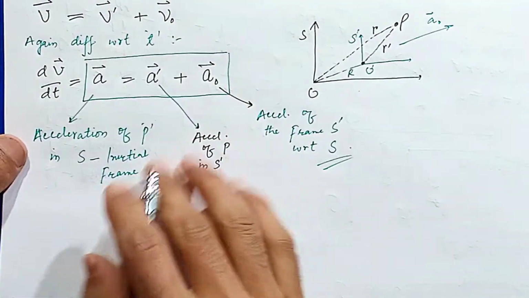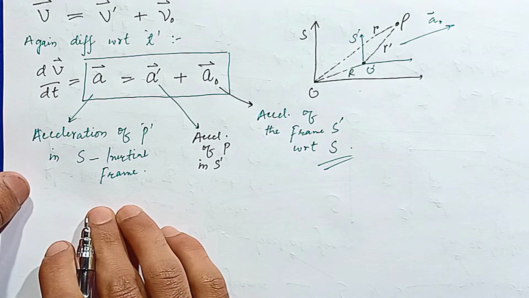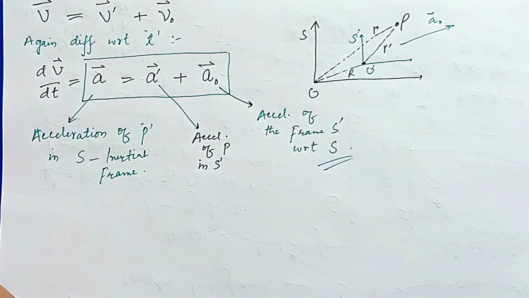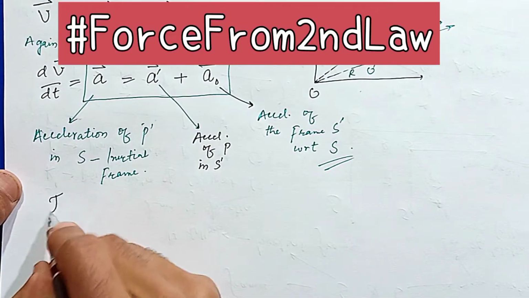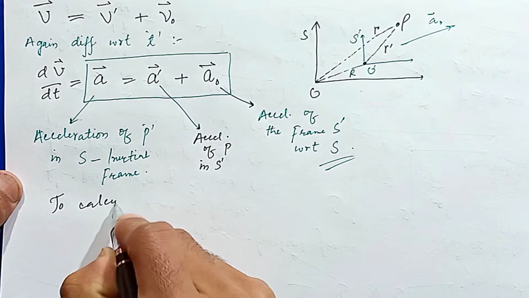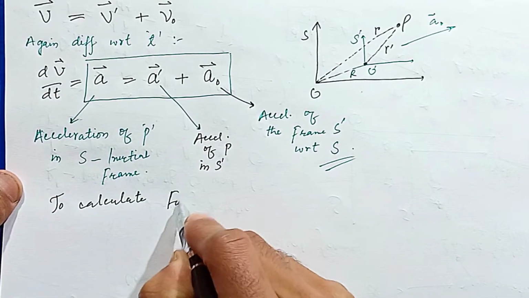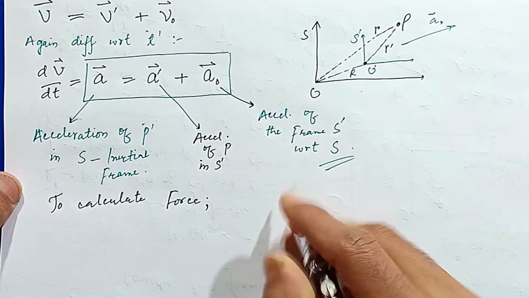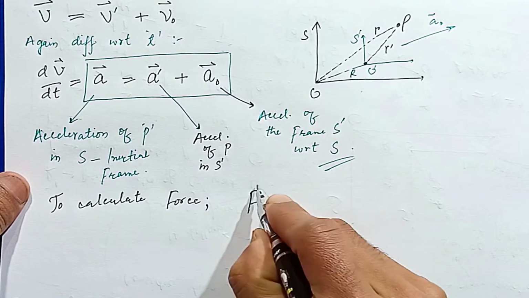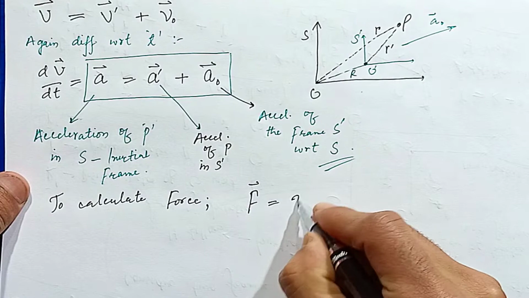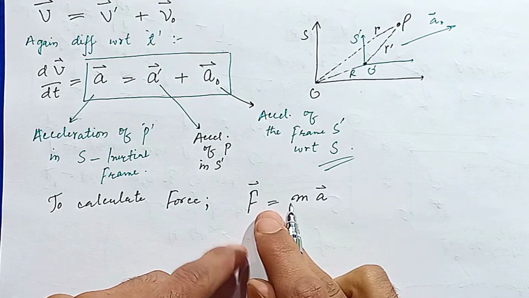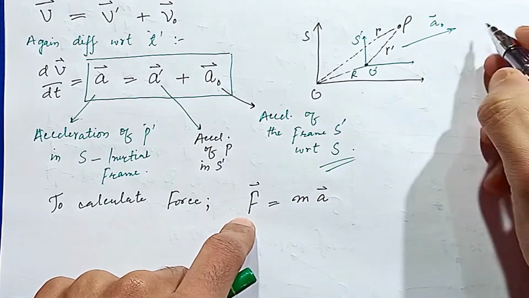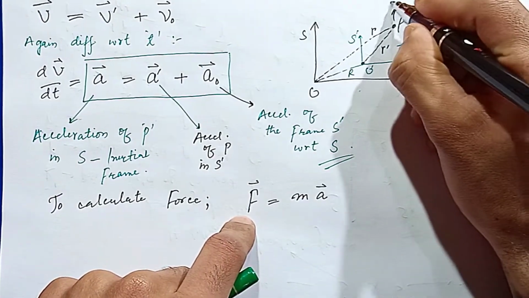Now we have to calculate the force acting on that point particle. And to calculate the force, we know we have to apply the second law of motion. Second law of motion says that force is equal to mass into acceleration. Mass times acceleration gives the force. And consider the point particle P, it has the mass m.